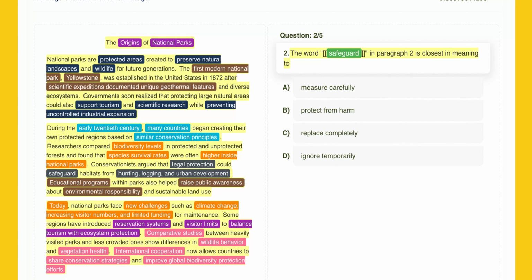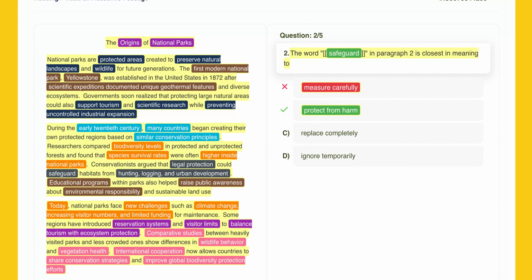Let's take a closer look at option A, measure carefully. Option A suggests measure carefully. This would mean measuring the size of the habitats. This does not make sense in the context of preventing hunting or logging. Therefore, this is incorrect. Now, let's take a closer look at option B, protect from harm. Option B suggests protect from harm. If we replace the word, the sentence reads, legal protection could protect habitats from harm from hunting. This fits perfectly with the idea of defense against threats. Therefore, this is correct.